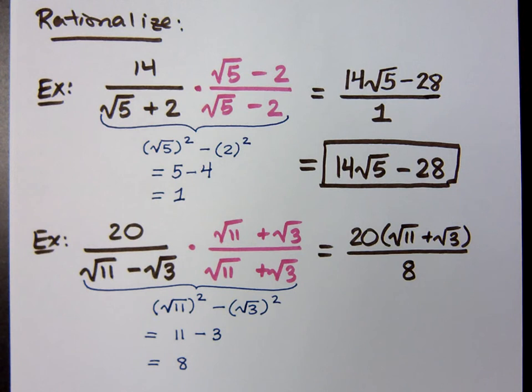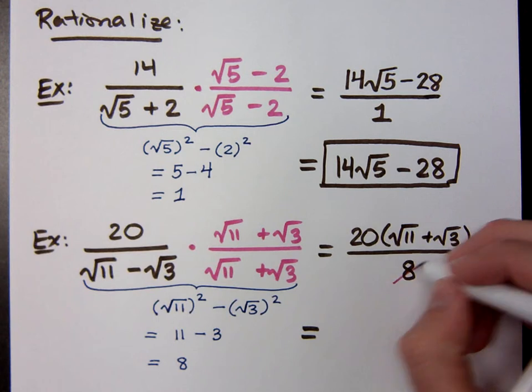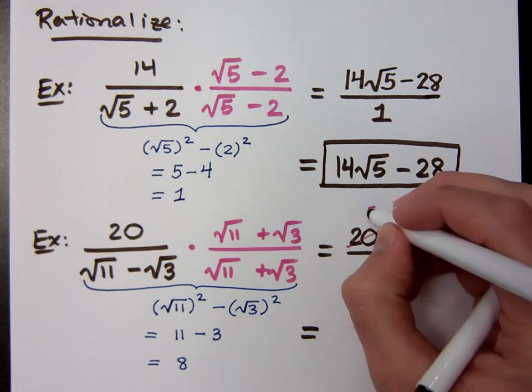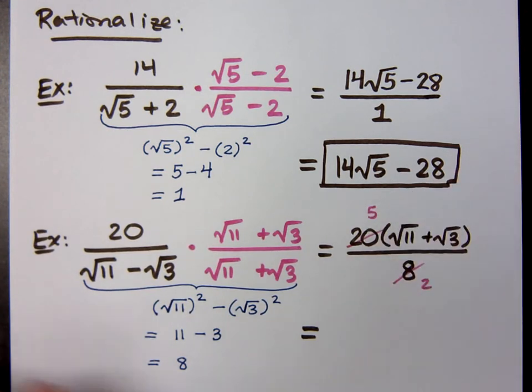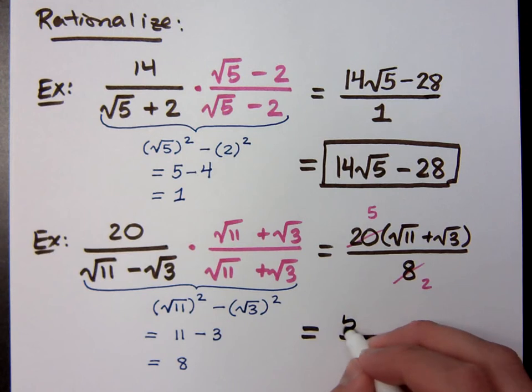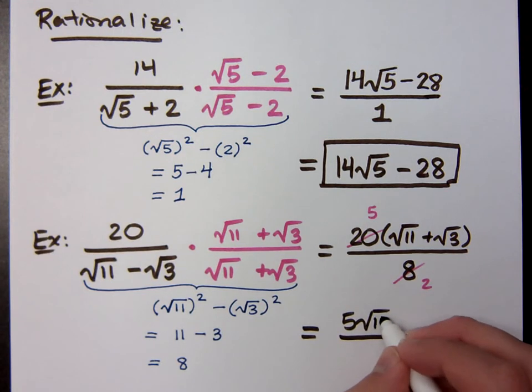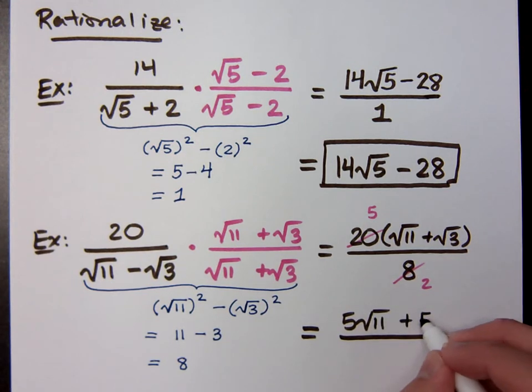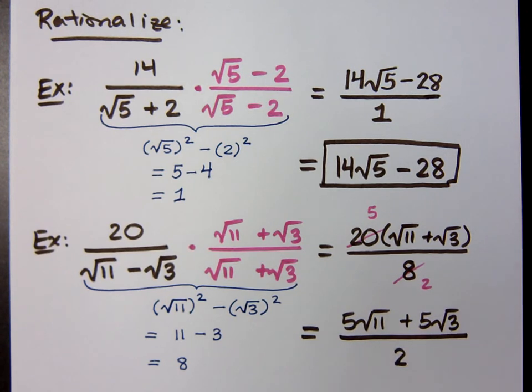Yes. Once you're here, reduce before you distribute. So when I reduce, this guy becomes what? The 8 moves 2. 4 goes into both of these. It goes in here 5 times and here twice. And then I'm just going to distribute the 5. So we have what? 5 square roots of 11 plus 5 square roots of 3 all over 2.